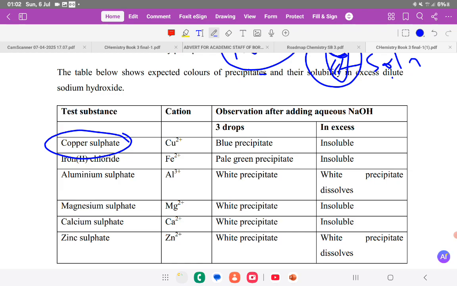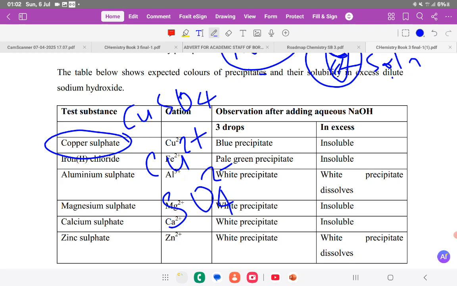Let's say you are testing a substance such as copper sulfate, CuSO4, which contains copper ions, which is a cation. It also contains a sulfate ion, which is a negative ion, an anion. All right, so when you add 3 drops of sodium hydroxide, the color that you are going to note down is blue, formation of a blue precipitate.